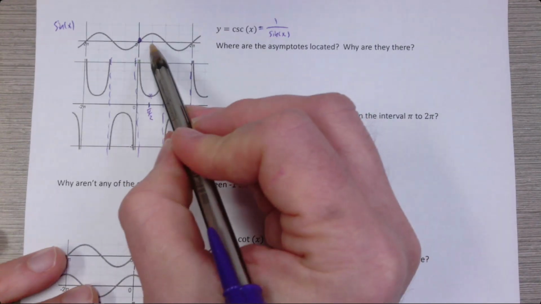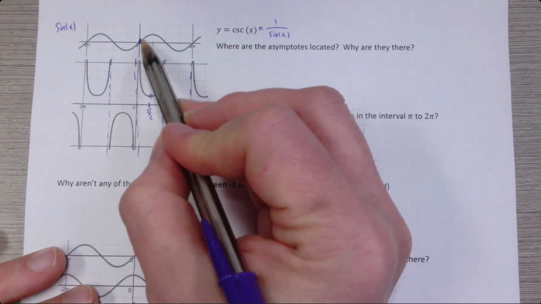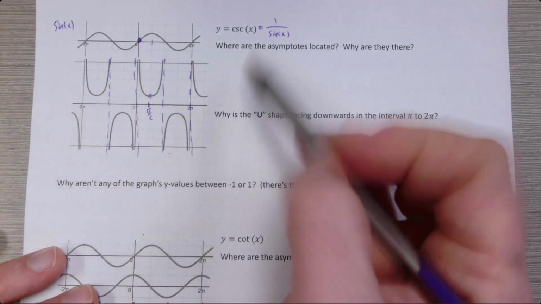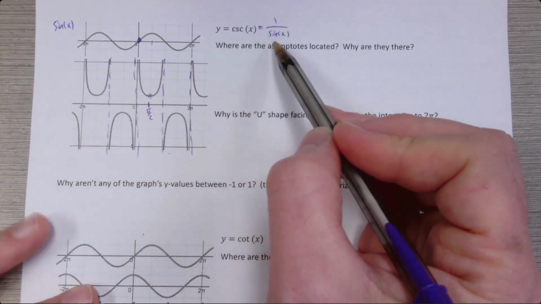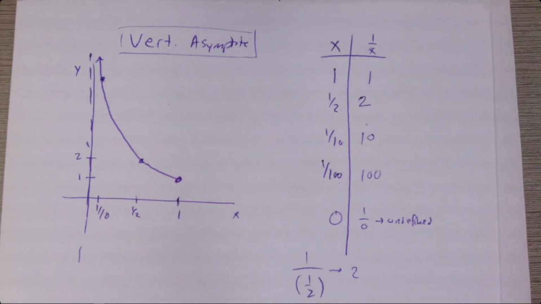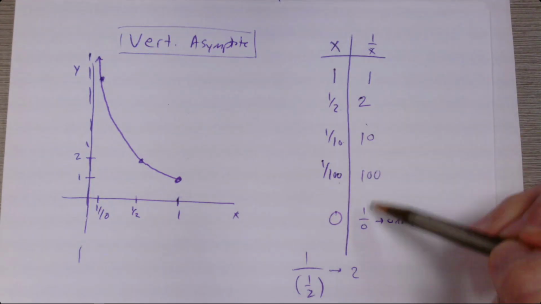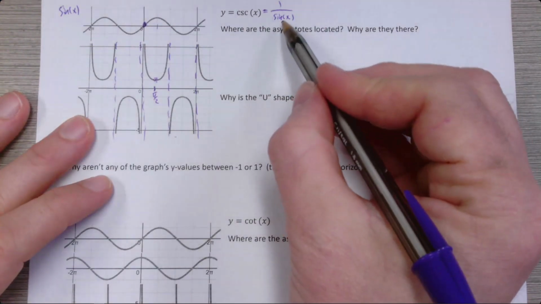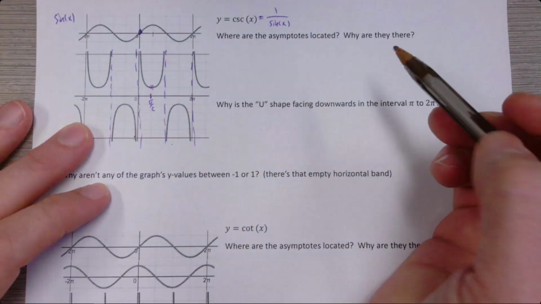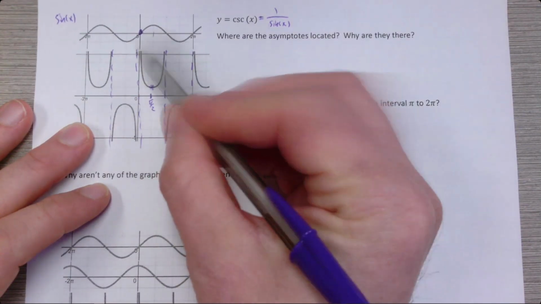You can see that as our angle gets closer to 0, the sine values get smaller and smaller towards 0, which means that we're dividing by a number that's smaller and smaller towards 0. And that was exactly what happened right here. As you divide by a number that approaches 0, the y values go up towards infinity. So here, sine is going towards 0. We're dividing by sine. So that's why the y values are approaching infinity right there.